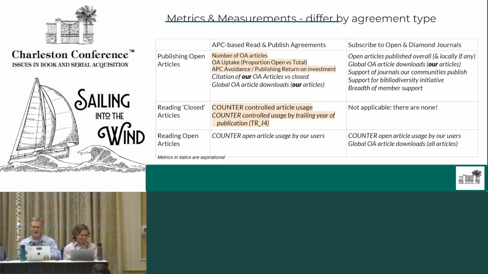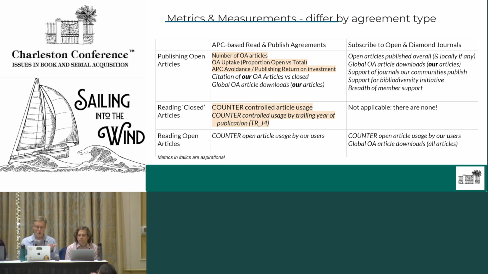All of the metrics on this side, you'll notice, are in italics. They're aspirational, or at least we aspire to measure them more effectively. So in the top right box, sort of the focus of some of this, looking at open articles published overall and locally, if there are any, global OA article downloads of the articles we publish, those might help measure it. But again, that's an if there are any.